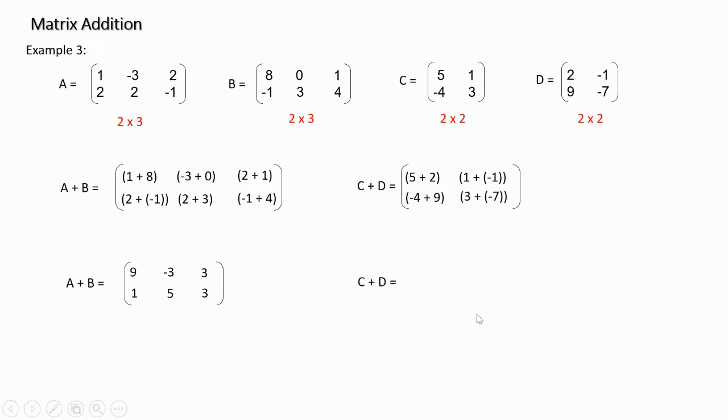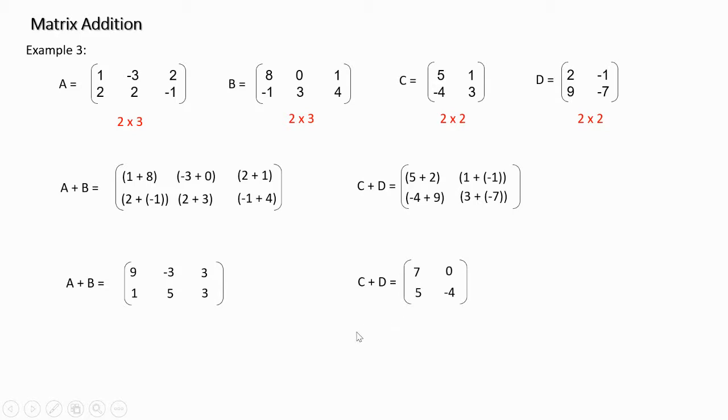And again, you can go straight. I'm skipping the step. You can just go 5 plus 2 is 7. 1 plus negative 1 is 0. Negative 4 plus 9 will give us 5. And 3 plus negative 7 will give us negative 4. And again, you can do this step if you're confused, because it shows all the work, but you can go from C plus D straight to the answer.